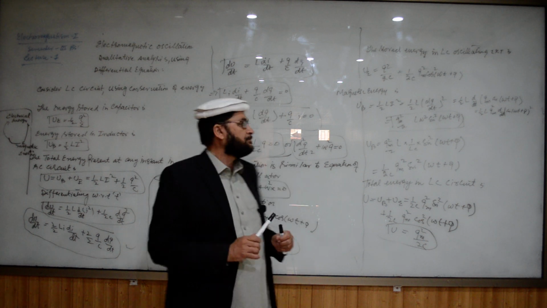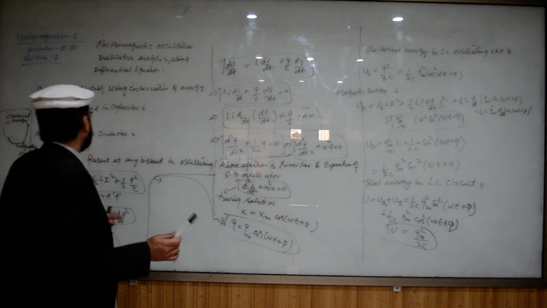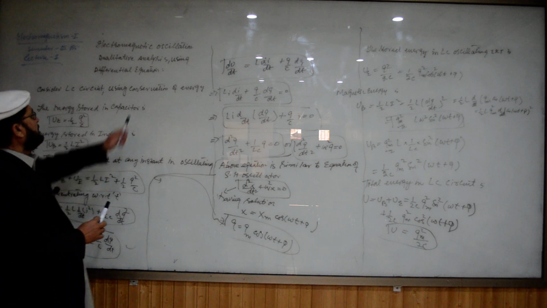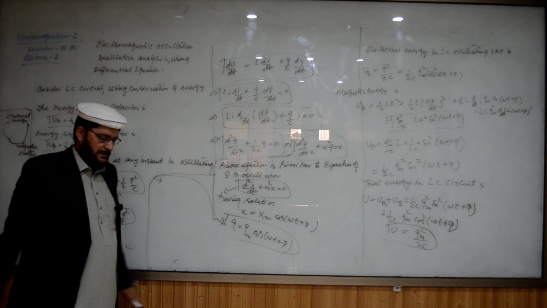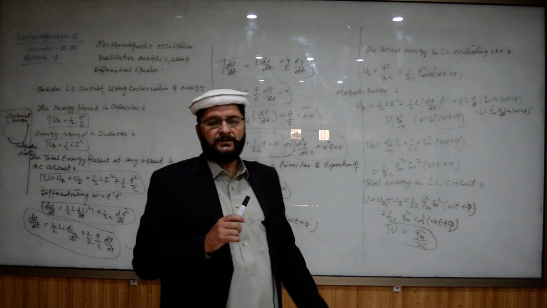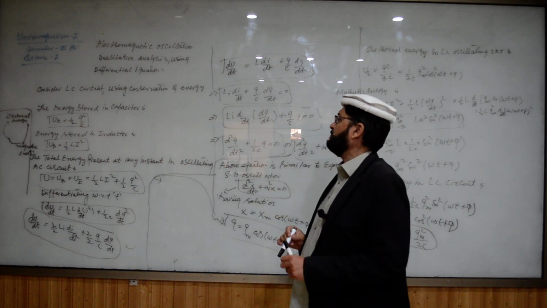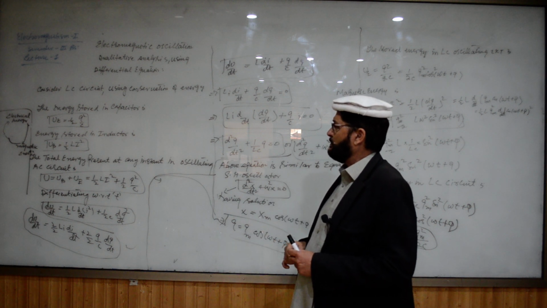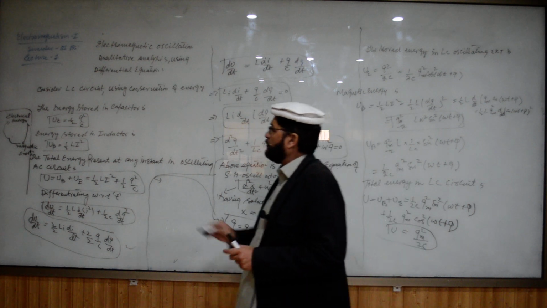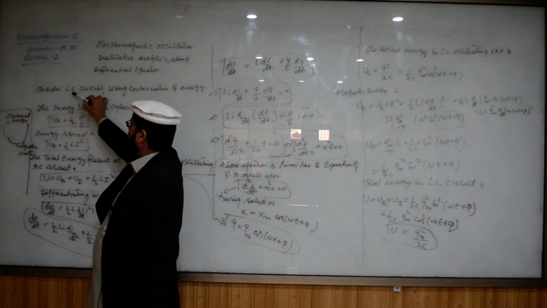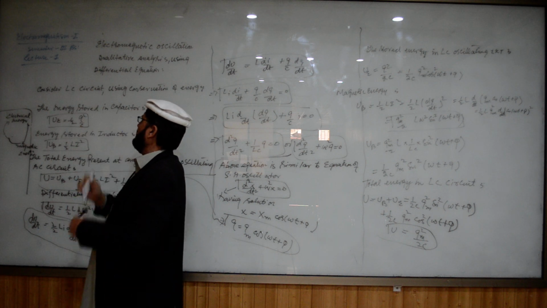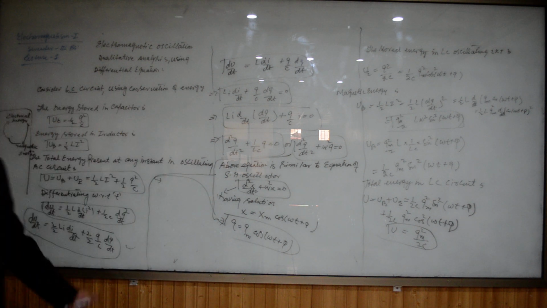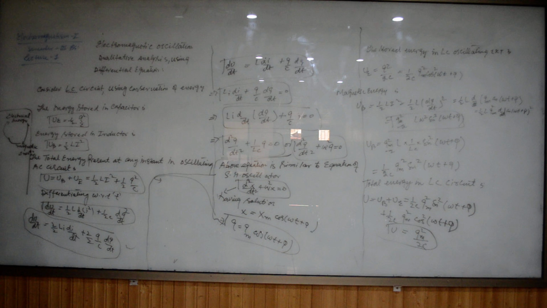So that is the first lecture: electromagnetic oscillation, quantitative analysis of the LC circuit using differential equations. Again, you have a circuit consisting of an inductor L and a capacitor C, with no resistance at all in the circuit.